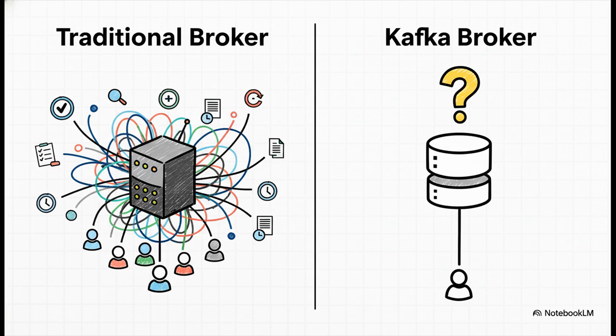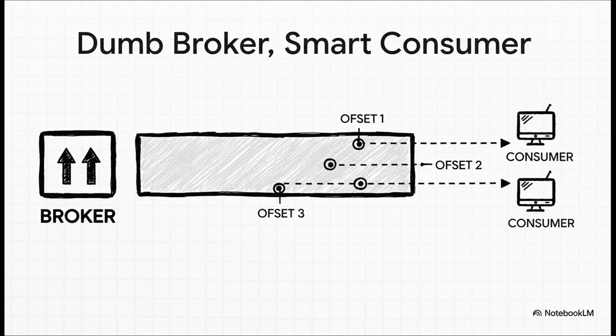The central server, the broker, is intentionally kind of dumb. Here's the crucial part. The broker doesn't waste any time or energy tracking what's been read. That whole responsibility gets pushed out to the client, the consumer. Each consumer just has to remember its own position in the log, kind of like a bookmark in that book we talked about, and that little shift makes the broker incredibly lightweight and easy to scale.